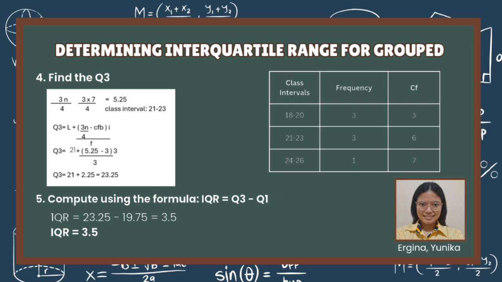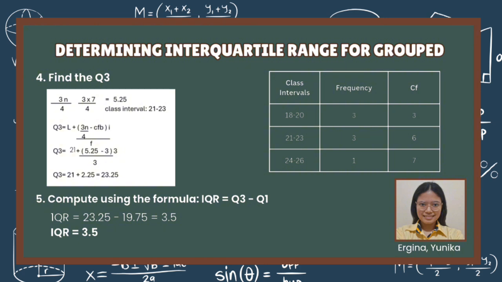21 plus 5.25 minus 3, divided by 3, times 3. This is 21 plus 2.25, equals 23.25. Our Q3 is 23.25.